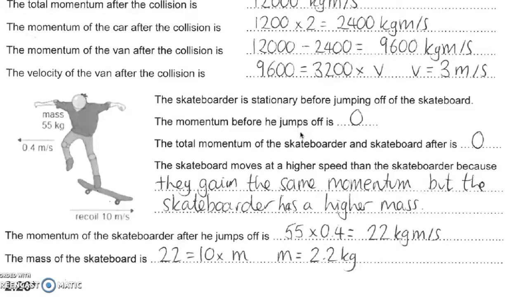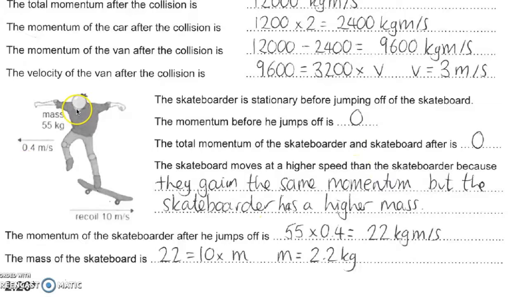So let's look at this skateboarder. Initially it says the skateboarder is stationary before jumping off the skateboard, which means he's not moving, which means his momentum is obviously going to be 0 at the start. Now, the total momentum of the skateboard and the skateboarder has to be 0 as well at the end, which means we can do some nice maths.